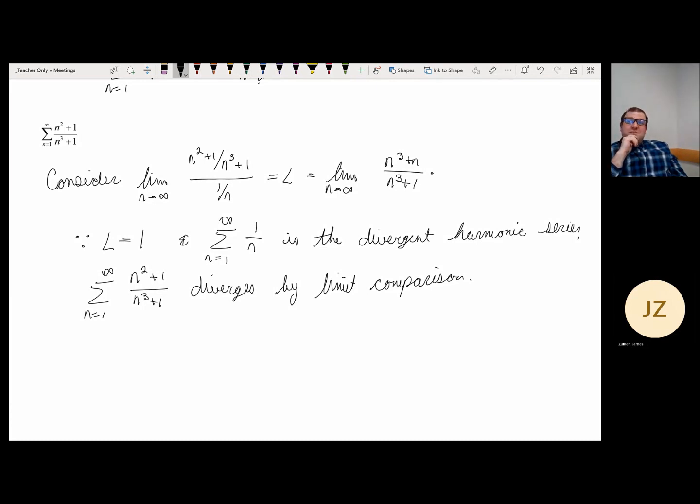So glad you asked, because I was going to ask that question. Look at n squared plus 1 over n cubed plus 1. For very large n, how does that behave? Behaves as 1 over n, doesn't it? That's how I chose my 1 over n.